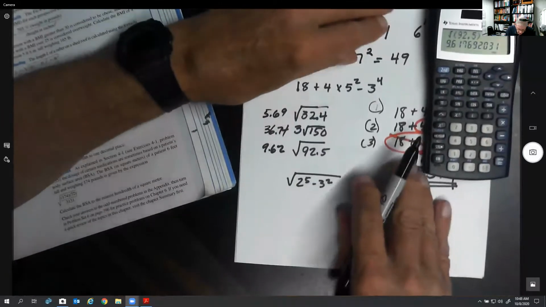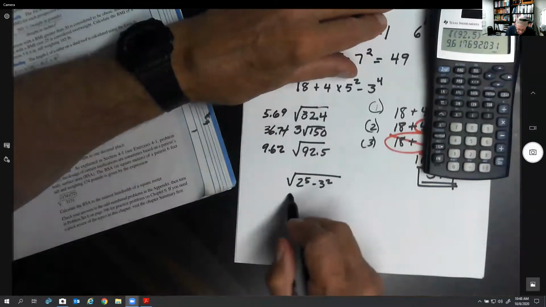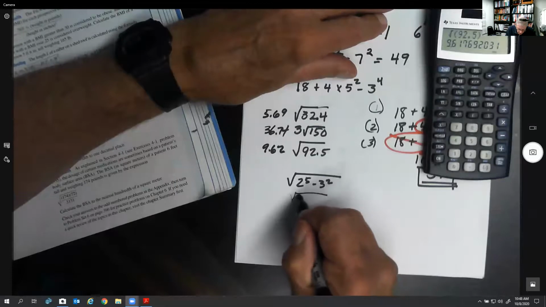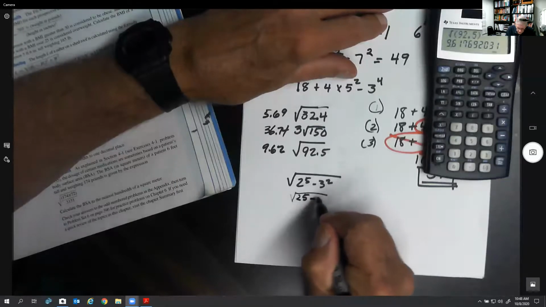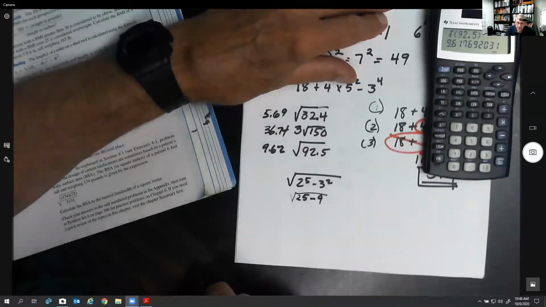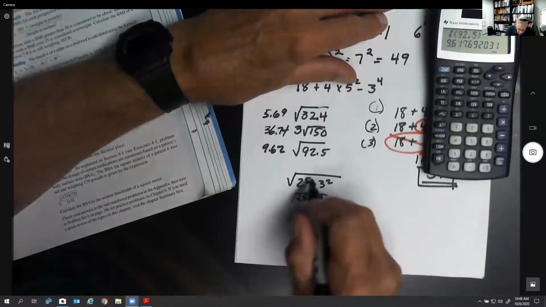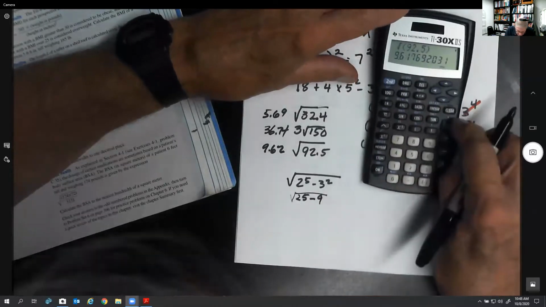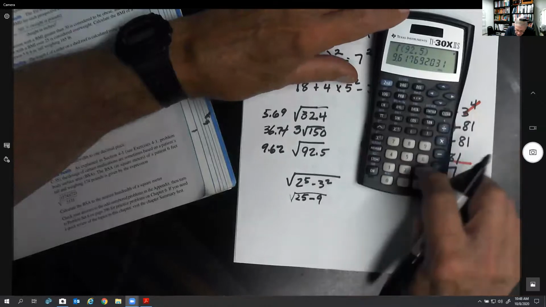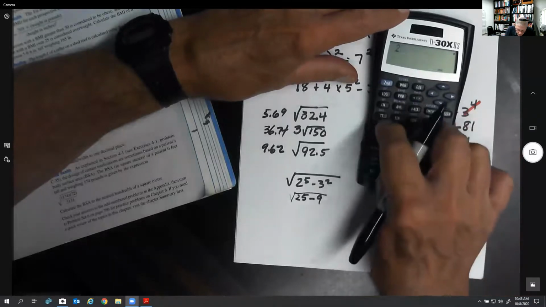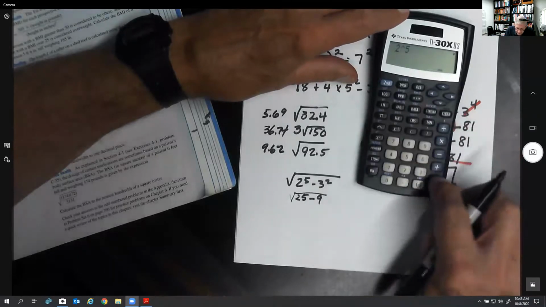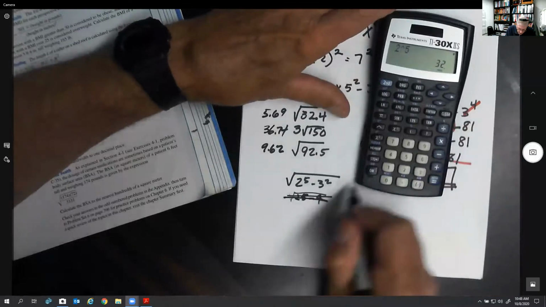Okay, here's a strange one. Well, what I might do is calculate this out first. 25 minus 9 to the powers. Oh, it's 2 to the 5th. Ooh, I was thinking 5 to the 2nd. Let's see what 2 to the 5th is. 2 raised to the 5th, 32. Let's try this again.